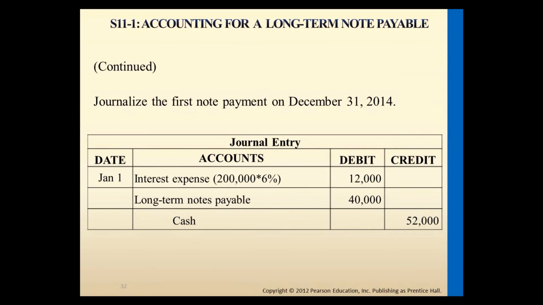Then we reverse this, then we reduce this. So this only happens in the fifth year when the maturity date is here. $40,000 to long-term notes payable. This is this part.